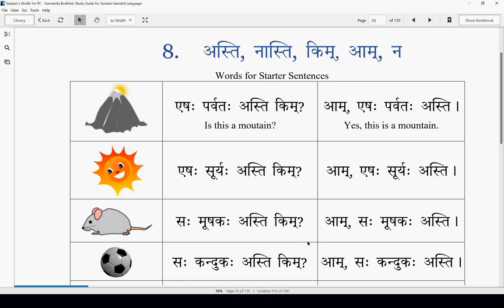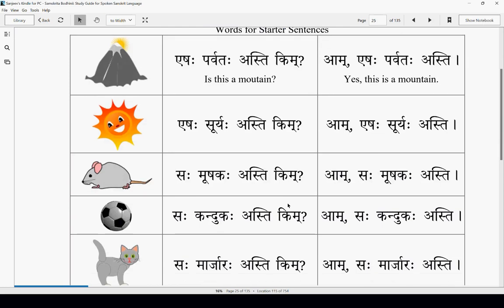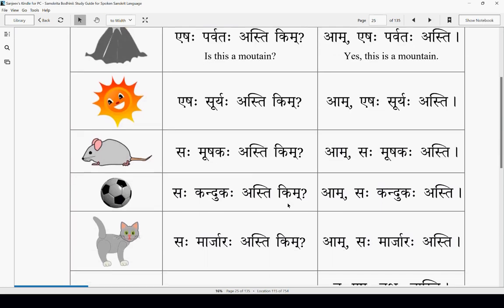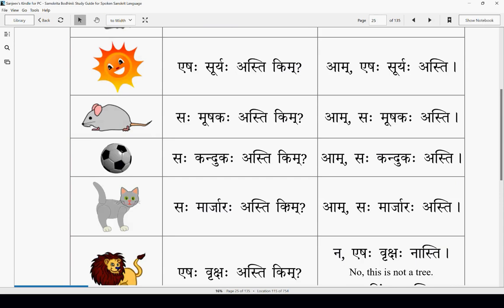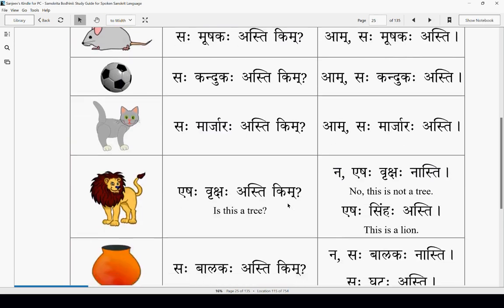So Eshaha Parvata Kim can be used if you want to ask, is it a Parvat? Is it a mountain? So is this a mountain? That Asti can be removed, redundant. Eshaha Parvata Kim, yes, that is the right sentence. Eshaha Surya Kim, Eshaha Balaka Kim, Eshaha Saha Musmusha Kim. You got it. Sahamarjara Kim.